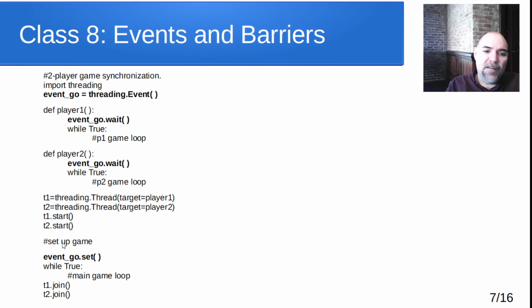They're waiting. But then down here, the main sets up the game logic, does whatever it needs to do, and then it calls event_go.set, which raises the flag, which unblocks both of these at the same time. So now both player 1 and player 2's main loops start running concurrently, and they start at the same time. Now, after this is done and the main loop finishes, we can join with both of those. There'd be some logic to exit this, presumably, but that's the idea: this one set unblocks both of these simultaneously.